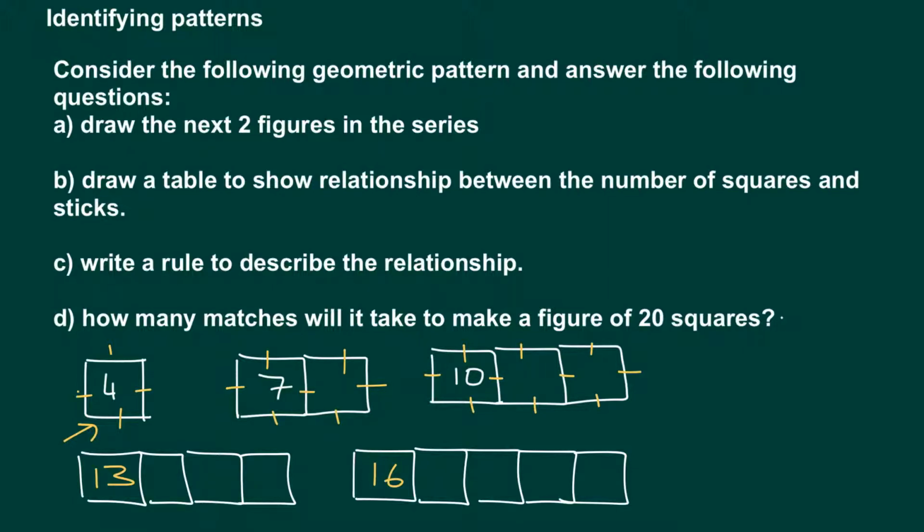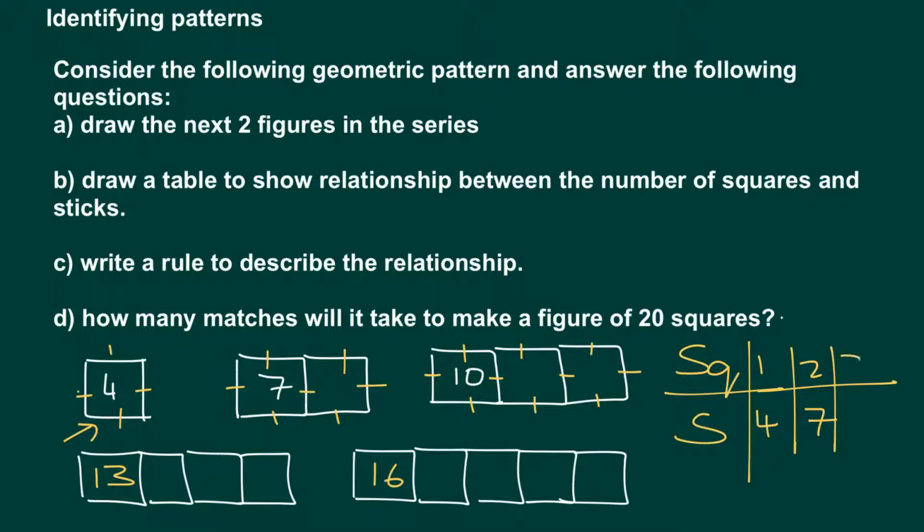Draw a table to show the relationship between the number of squares and the number of sticks. So let's call it SQ for squares and S for sticks. So 1 square is 4 sticks, 2 squares is 7, 3 squares is 10, 4 is 13, etc. That's our table right there. Part C says, write a rule to describe the relationship. So again, guys, we need to compare the values of the number of squares to the number of sticks. So as we can see, the pattern here is that it's simply going up by 3 each time.